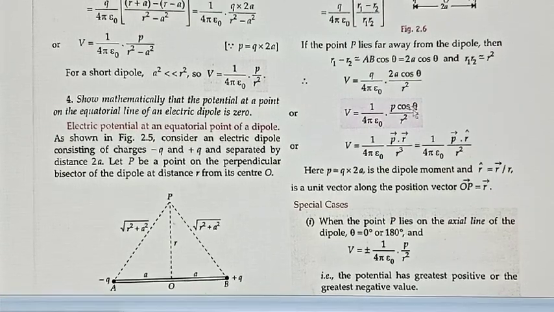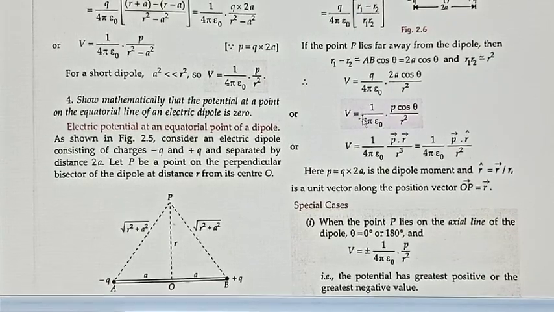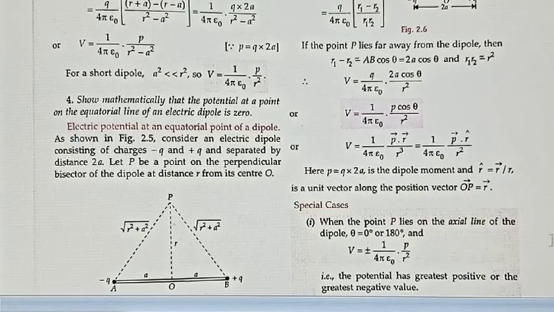So if it is 180, cos 180 is equal to minus 1, so the expression for V becomes minus 1 by 4 pi epsilon naught P by r square. So you can see for any axial point V is equal to plus minus 1 by 4 pi epsilon naught P by r square.